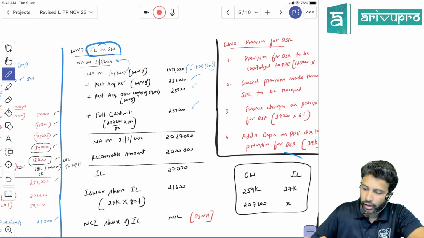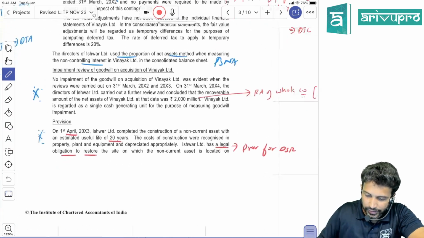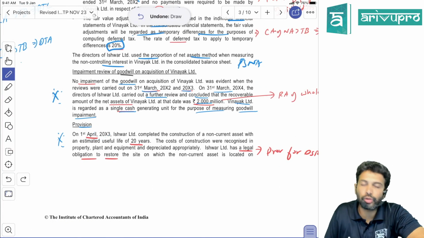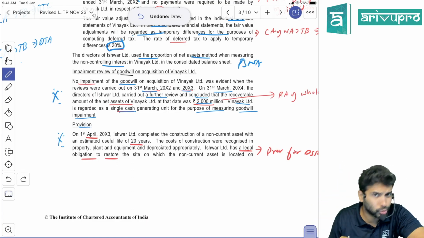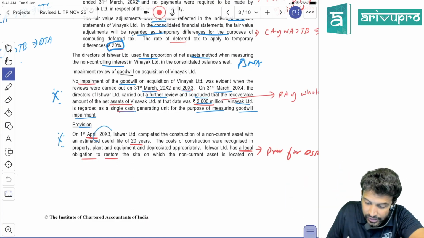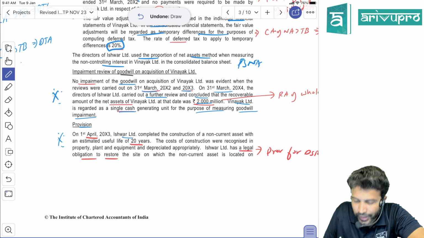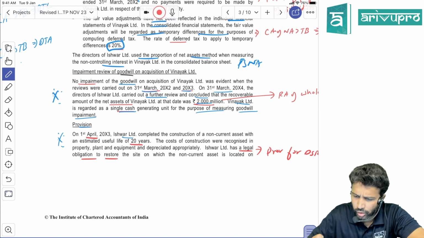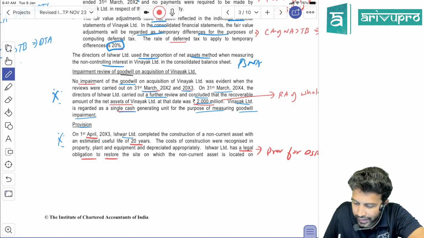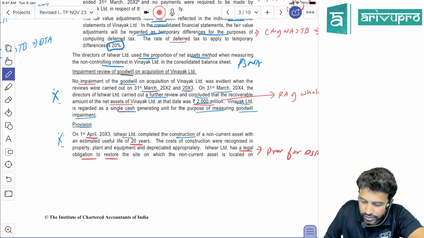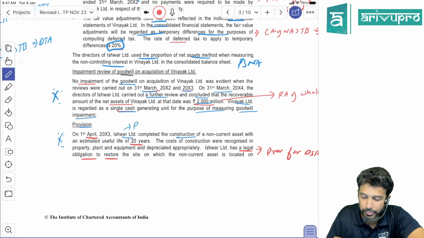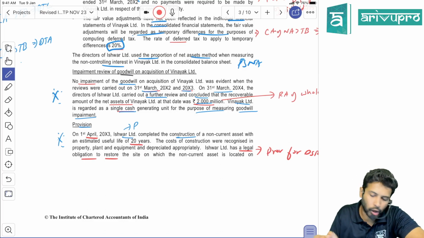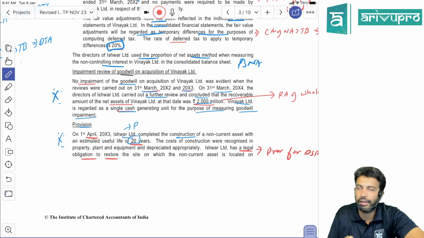Okay, moving along. Next, one more paragraph is there. Let's read that. Some provision. On 1st April 20x3, we got the control on 1st April 20x1. 2 years later, meaning in the third year beginning, Ishwar Limited, the parent company, completed the construction of a non-current asset. So Ishwar is a parent, not subsidiary. Keep this in mind. They completed construction of a non-current asset with an estimated useful life of 20 years.